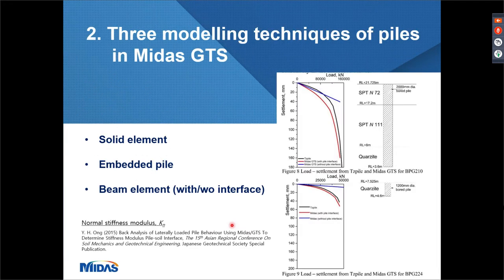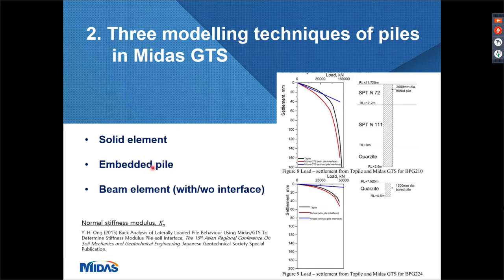Let's go into the topic today. We can model piles in Midas GTS NX using solid element, embedded piles or beam element with or without interface. You might want to master all the three methods because you may not know when you need to use it in your modeling. Although the solid element is not very efficient in numerical modeling, it is very useful in modeling special situations where, say, you might want to model a low friction at certain portion of your pile due to whatever reason, for example, a cavity problem or that the pile sort of collapsed.